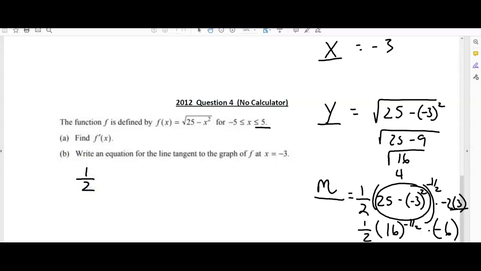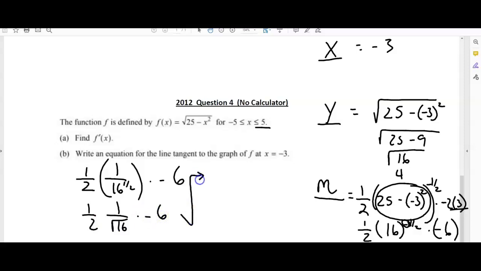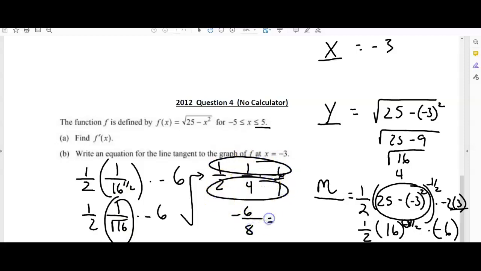First of all, I want you to remember that a negative exponent makes it go to the denominator. So 16 to the negative half is 1 over 16 to the positive half. Next, I want you guys to remember that a half power is really just a square root. So now we can probably see how to get the rest of the answer. I've got a half times 1 over 4 times negative 6. If I think of that as negative 6 over 1, I multiply all three of the tops together, I get negative 6, and I multiply all three of the bottoms together, I get 8. And so my slope will be negative 3/4 once I reduce it.